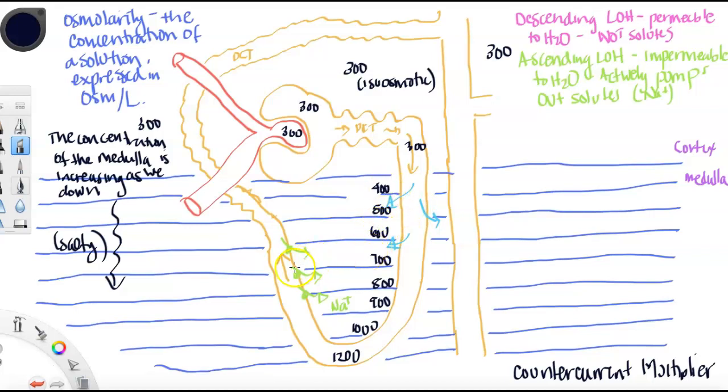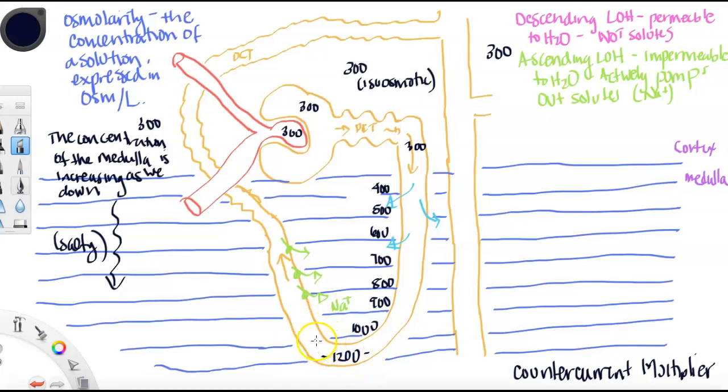All right, so we pump out more solutes over here and we make it 600, so that there's a difference between 400 and 600. More water comes out. It becomes equal again to 500. Pumping out some solutes. Now we make it 700. There's the 200 difference again. Water comes out. It keeps doing this over and over until we get down to 1200 milliosmoles.